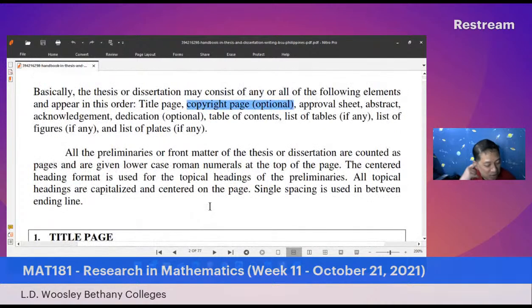Though I will not be rigid on this, it's better that we establish our research format for our college, LD Woosley Bethany Colleges as well.